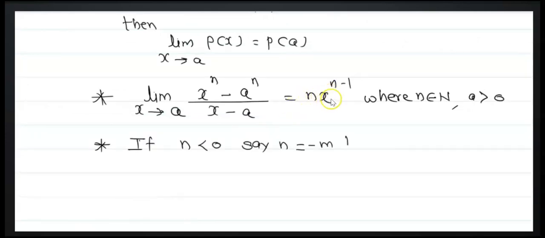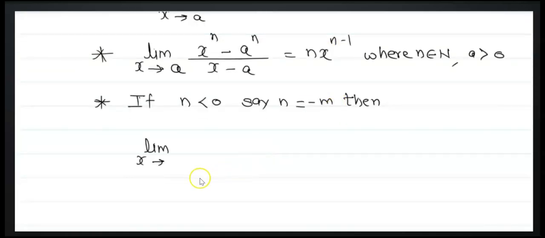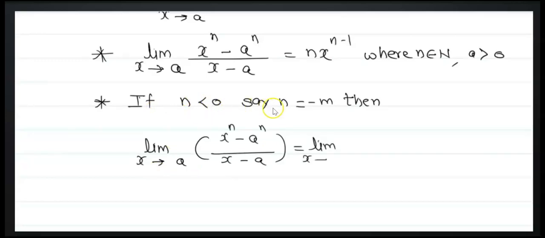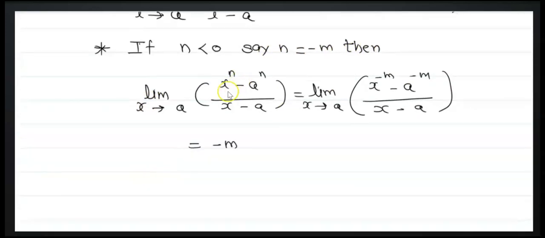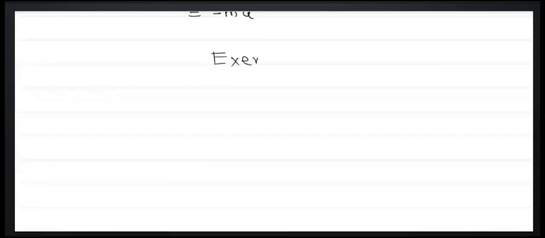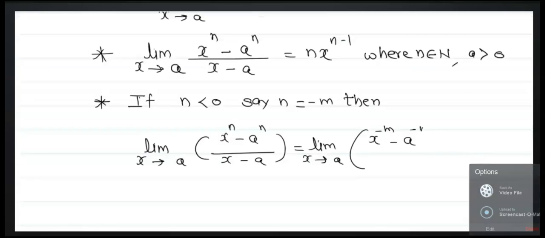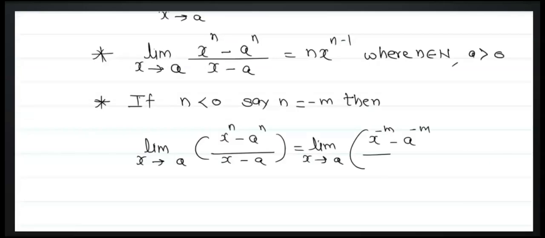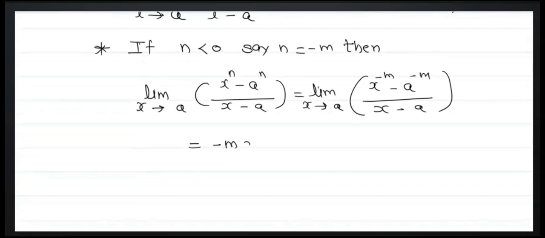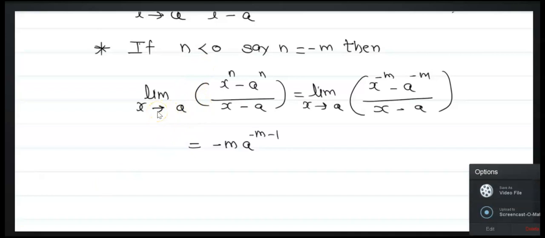That is, instead of this x, we treat it as a; it's a small mistake maybe. If n is less than 0, say n equals minus n, then the limit as x tends to a of (x raised to n minus a raised to n) upon (x minus a) is equal to, now again you can see here, the limit as x tends to a of (x raised to n minus a raised to n) upon (x minus a).